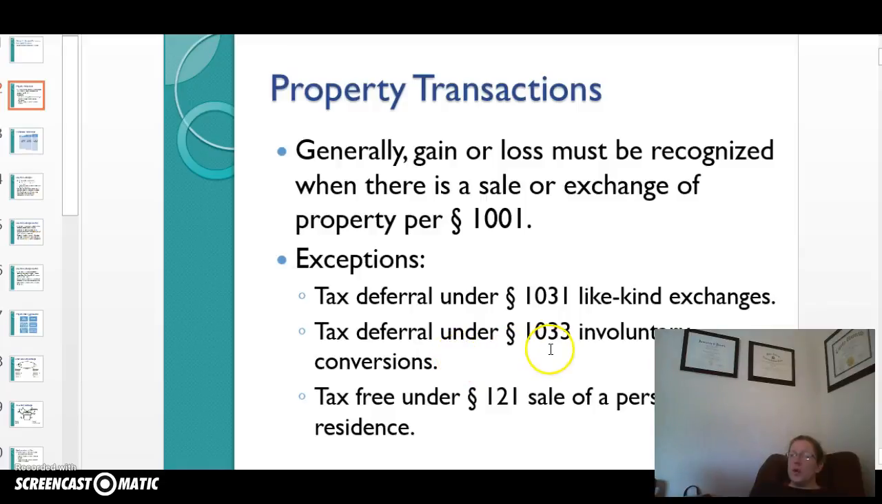And then tax deferral under section 1033, an involuntary conversion. So for some reason you have to convert the property to some other use or get rid of it. It's not voluntary. That can be tax deferred. And then also tax-free under section 121, the sale of a personal residence. There are limits to that, but up to a certain amount, if you sell your personal residence, you do not have to pay tax on that.